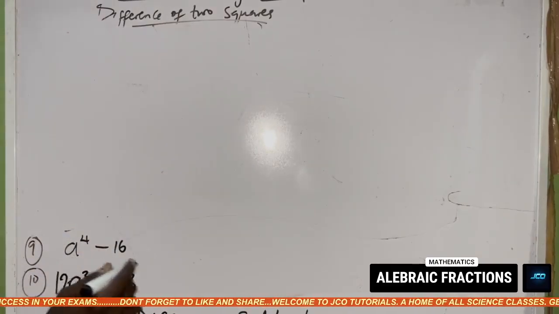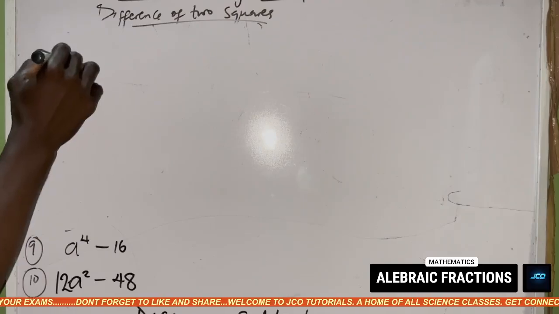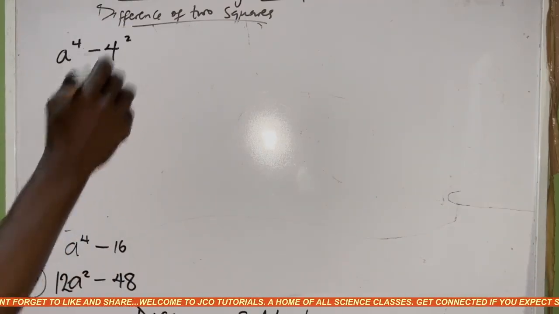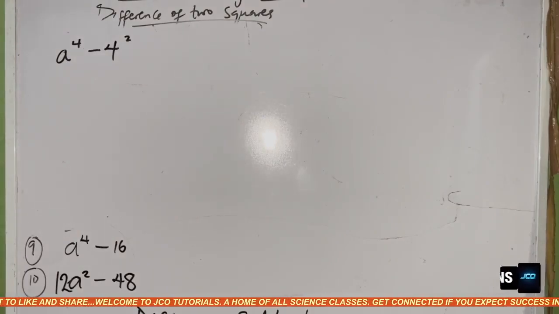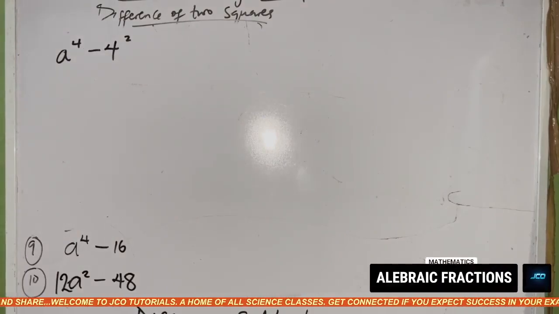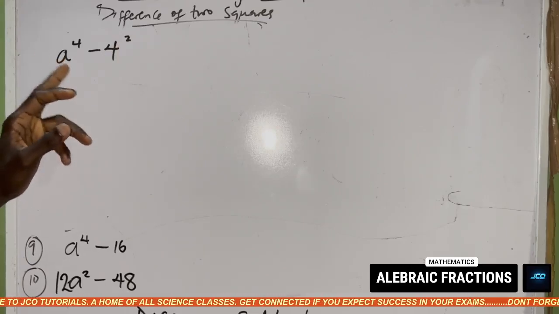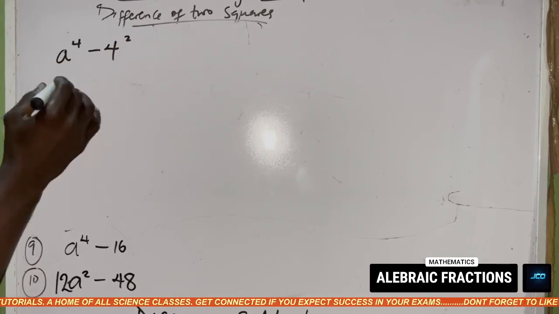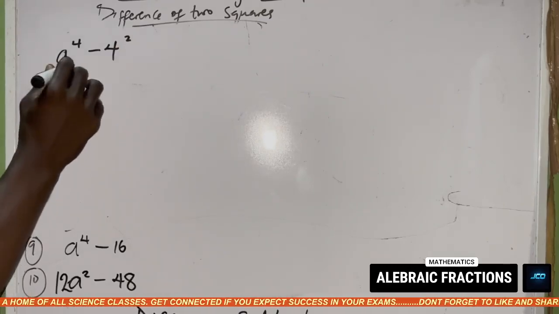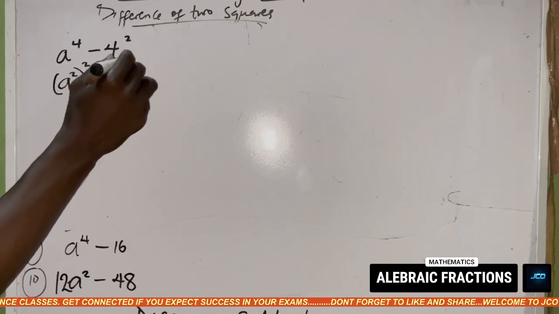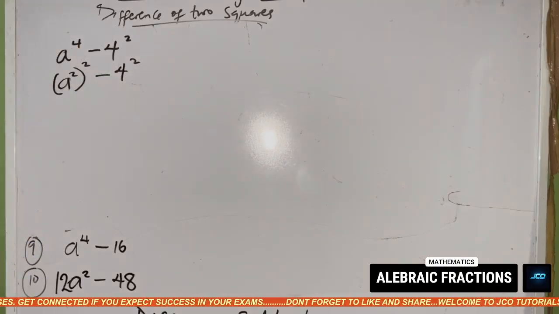9, a power 4 minus 16. So a raised to power 4 minus 16 can be what? 4 raised to power 2. Hey, what are we seeing here? This guy is already a square, but how do we make this a square? For us to get this, it's actually a raised to power 2, squared. That's what is giving us a raised to power 4.